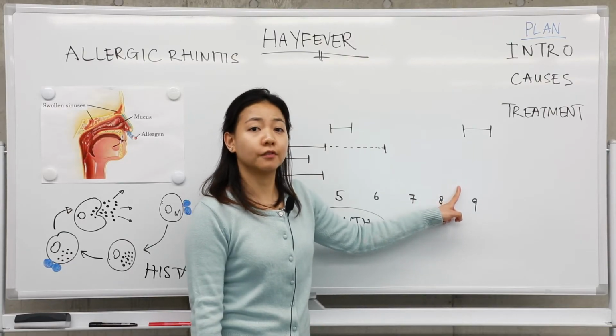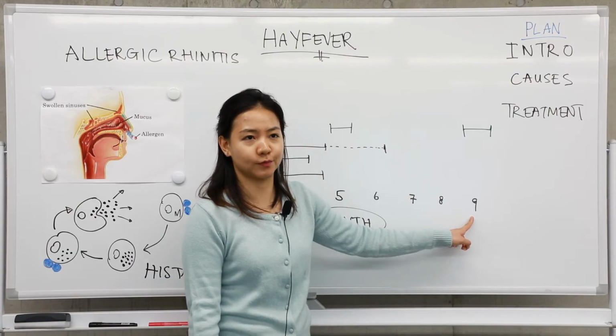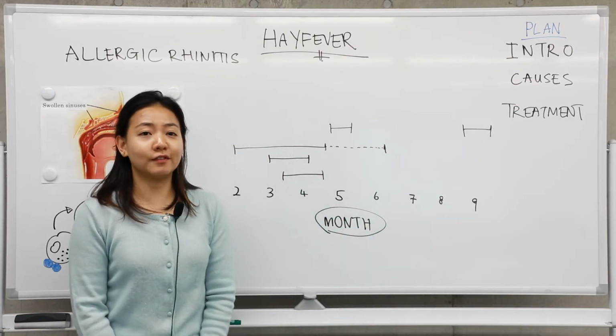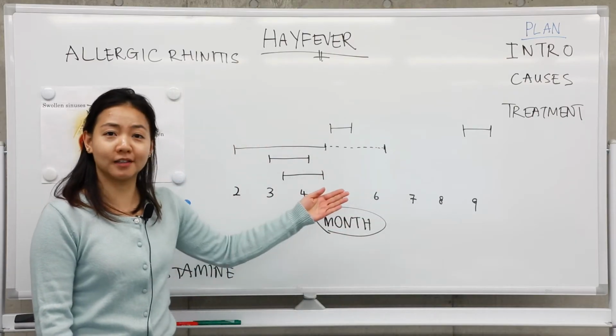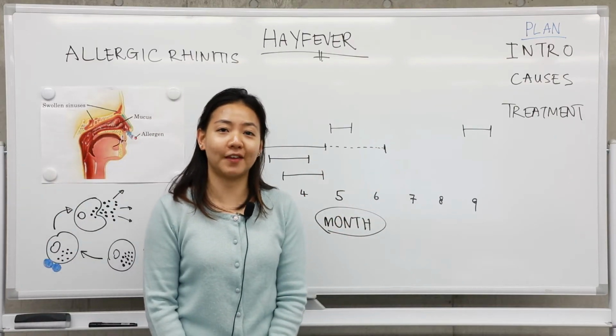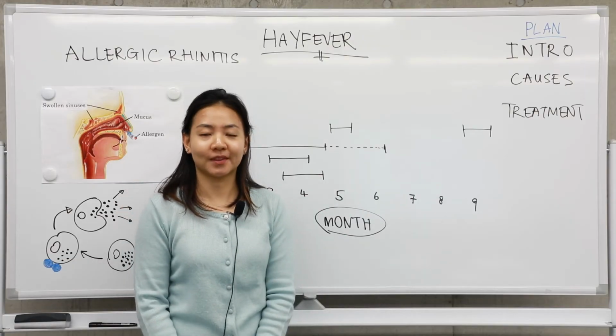For example, flowering plant pollen is commonly found in September. So if you live in Japan and if you are allergic to all these types of pollen, it is possible to have hay fever for almost the entire year.